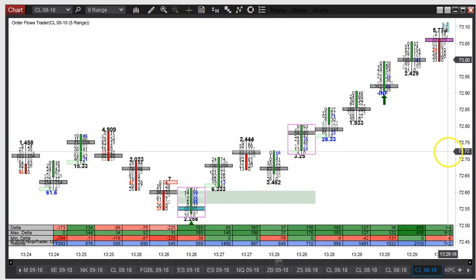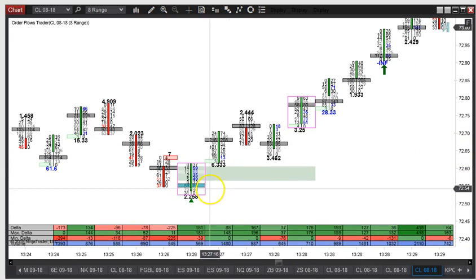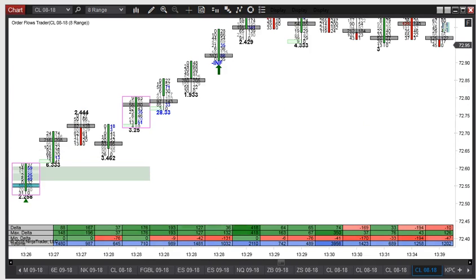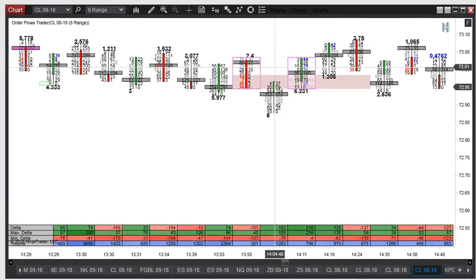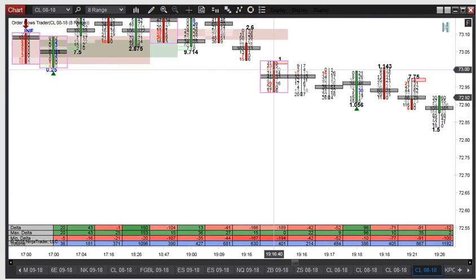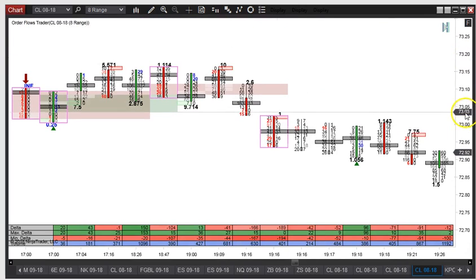Boom, here it is. Okay, here's your divergence and your prominent point of control. And you're getting long somewhere in here, call it 72.65. What happens? Market shoots all the way up to 73 bucks up here, where you got this bearish prominent point of control. Then you just sort of go sideways, going into the evening session.